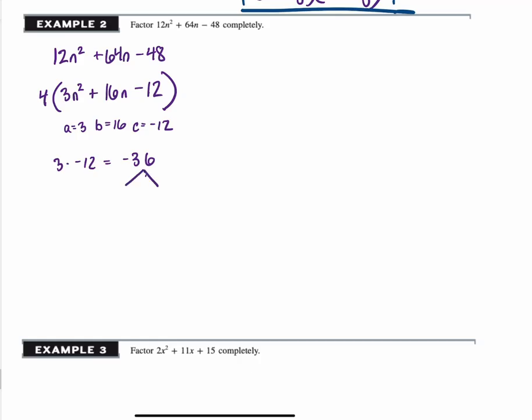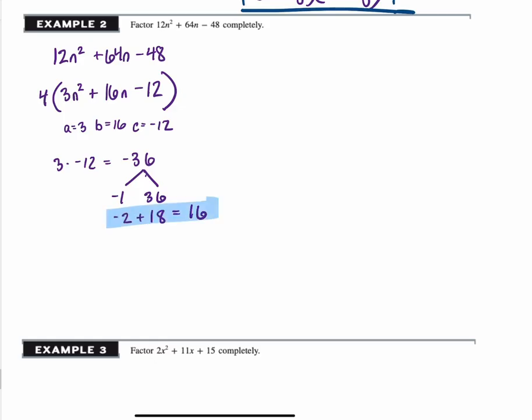So the product is negative and the b value is positive, so that means we should have one positive and one negative. And the larger number should be positive since we want the result to be positive. So we can start with negative 1, positive 36. That would give us 35. How about negative 2 and positive 18? If we add those together, we'll get our positive 16, which is what we want.